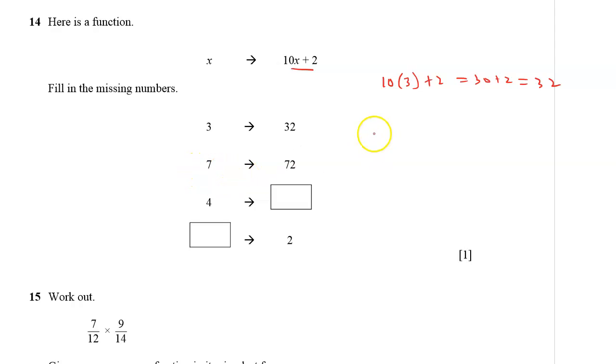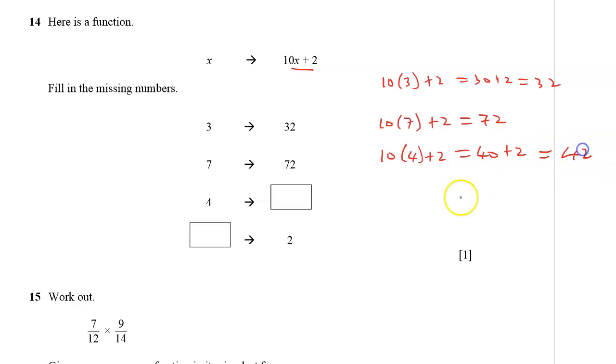If x is 7, it will give us 72. So 10x is 7 plus 2. This will give us 72. So what number do we have here? We'll say 10, then x is 4, plus 2. So this will be 40 plus 2, giving us 42. So the number here is 42.